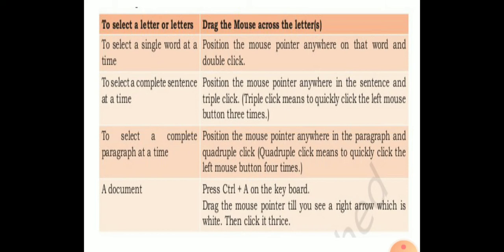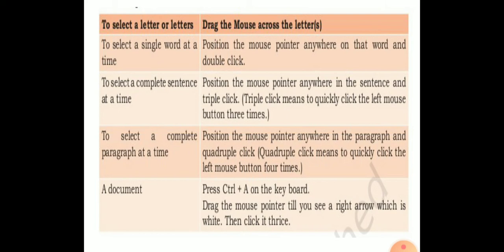So double click will select a particular word, a single word. Triple click will select a complete sentence. Triple click means to quickly click the left mouse button 3 times. Double click means you have to click 2 times. To select a complete paragraph at a time, position the mouse pointer anywhere in the paragraph and quadruple click. Quad means 4 times. If you click 4 times, the entire paragraph will get selected.